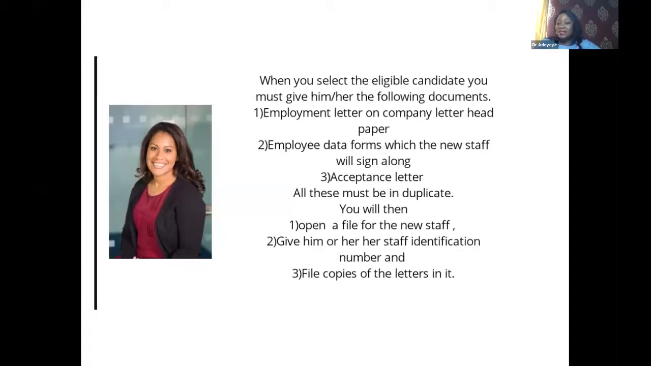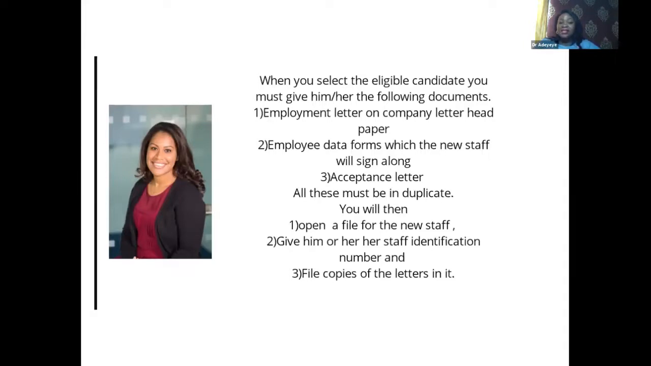Then acceptance letter. They must also write the company a letter to say that this employment letter I got, I appreciate it and I have accepted all the terms and conditions, the policy of your company and all the things that come with the package. So they have to write you an acceptance letter and send it back. Is that okay?